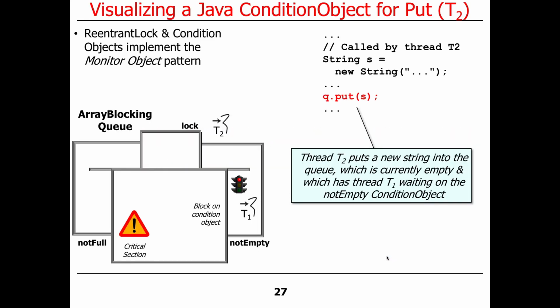Let's assume now that thread T1 is blocked waiting for something to show up. And let's assume, to make the example interesting, that another thread, thread T2, comes along and it wants to put something in the queue. So think about producer-consumer interactions. The consumer's blocked. We now have a producer that comes along. So the producer is going to call put on the queue, and the queue is currently empty, and it's got thread T1 waiting off to the side on the not empty condition object.